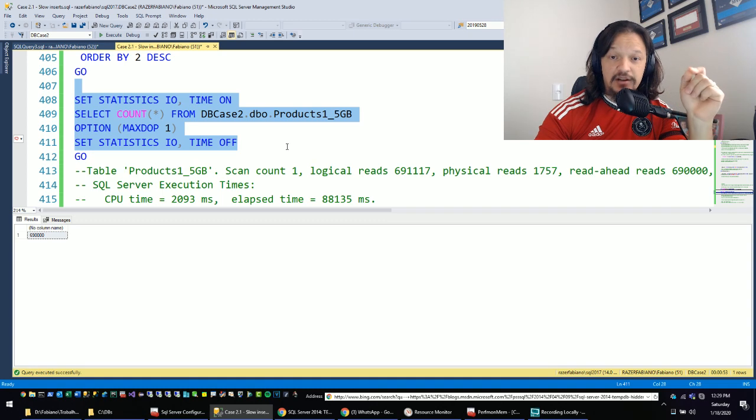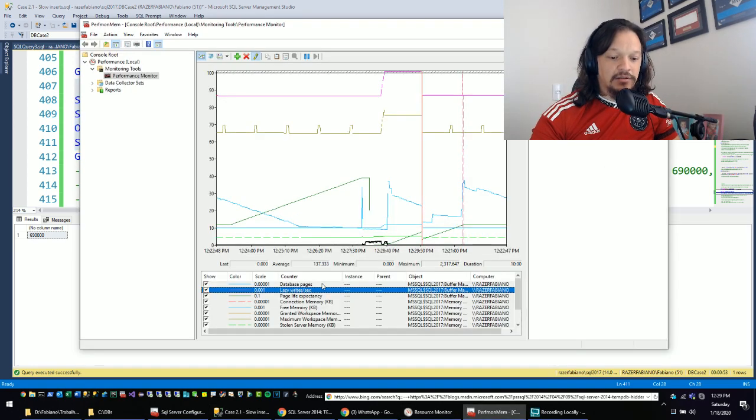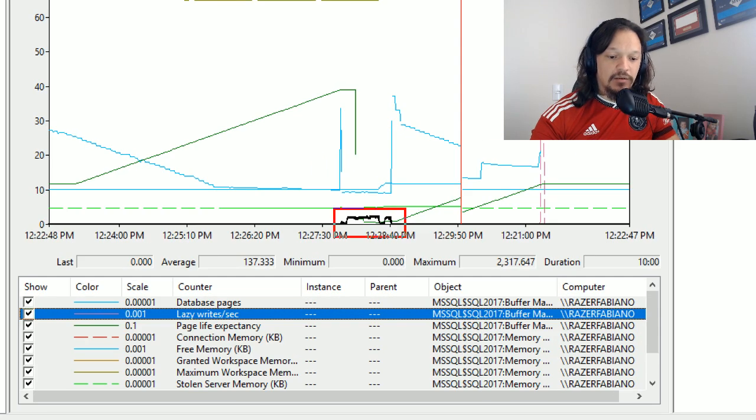But we need first to flush those pages and clean those pages, and then remove them from the cache, and then put the page, the memory space, into the free list, which is the process that LazyWriter does, right? And if we come back here, you see that while the query was running, LazyWriter kicks in, and then LazyWriter is removing those pages, actually flushing those pages, and then removing them from the cache, and then putting the page into the free list, right?